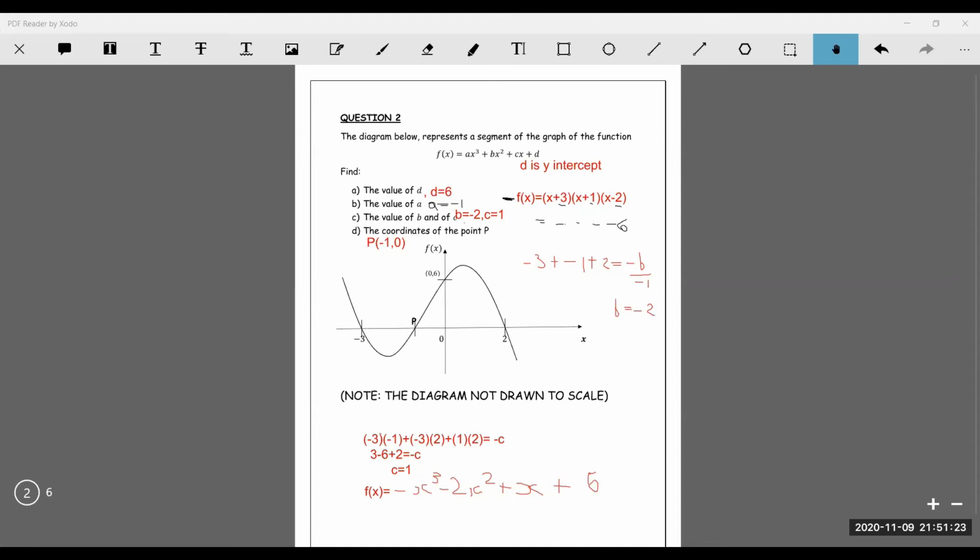After we click on graphing, we're going to type what we had. The function that we got was f of x is equal to minus x cubed minus 2x squared plus x plus 6. Now look, let's see if we got the same thing.